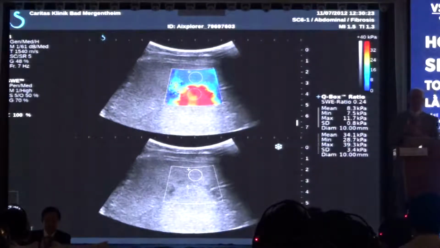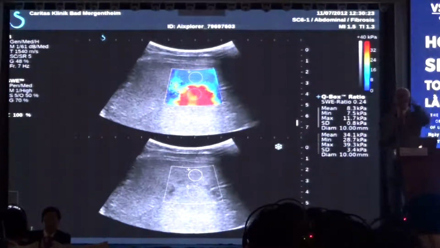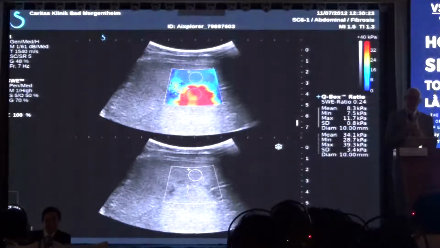Take-home message: shear wave elastography is useful to determine the surrounding liver parenchyma in patients with focal liver lesions, but the value of the respective focal liver lesion does not add such a good value in daily practice. So, third take-home message.